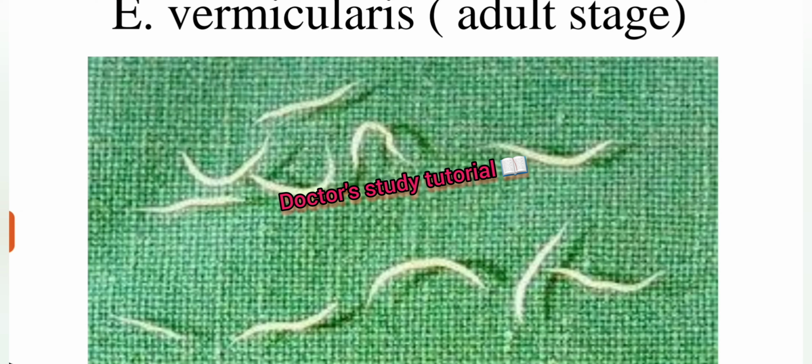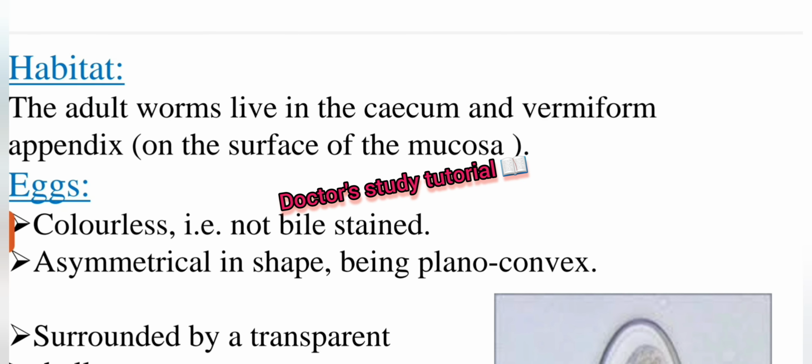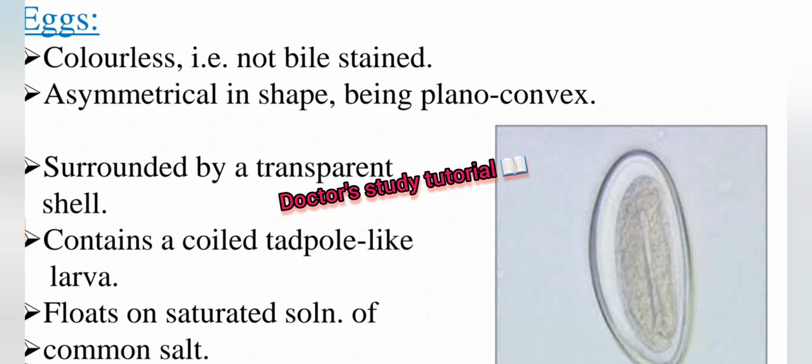In the adult stage Enterobius vermicularis looks like this. Then the habitat. The adult worm lives in the cecum and the vermiform appendix on the surface of the mucosa. Eggs. It is a very important topic for the viva. Eggs are colorless, not bile stained, asymmetrical in shape, being plano-convex.